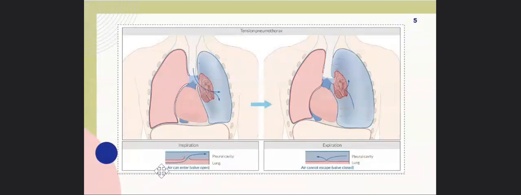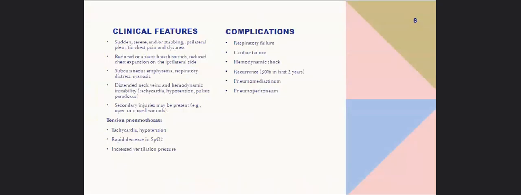In the case of tension pneumothorax, you can see that when you inspire, air is basically entering the lung and through the lesion into the pleural cavity, as seen here. But when you finally expire, the valve kind of closes and it doesn't allow the air to basically go back to where it came from. So you have progressively increasing pressure here in the pleural cavity, which can compress the adjacent structures.